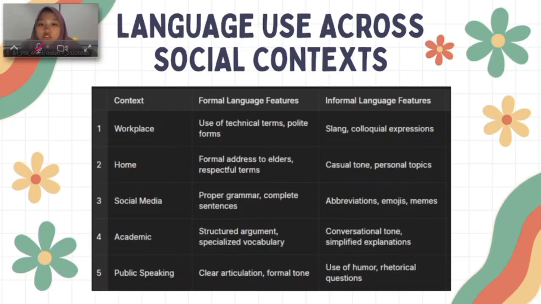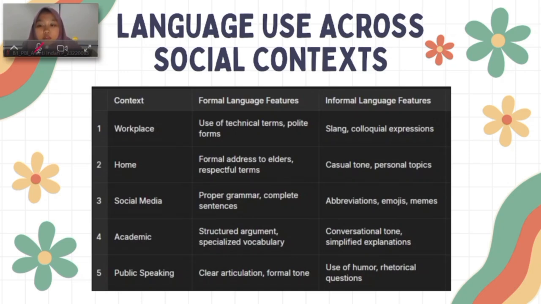Language used across social contexts is divided into three categories. The first is formal settings, the second is casual contexts, and the third is digital environments. As you can see in this slide, we have a table of examples of language used across social contexts that has two columns. The first is formal language features, and the second is informal language features. For the context, we have 5 examples.